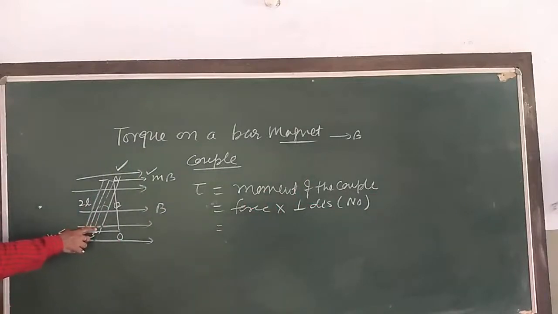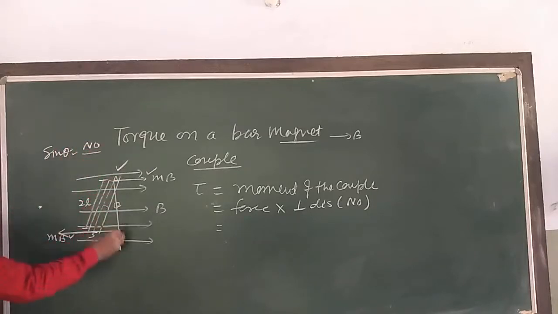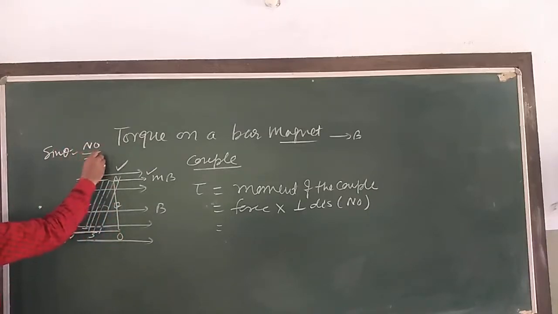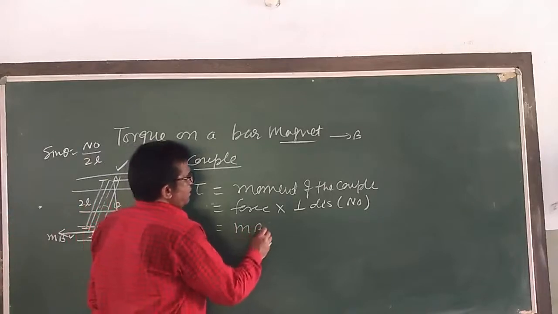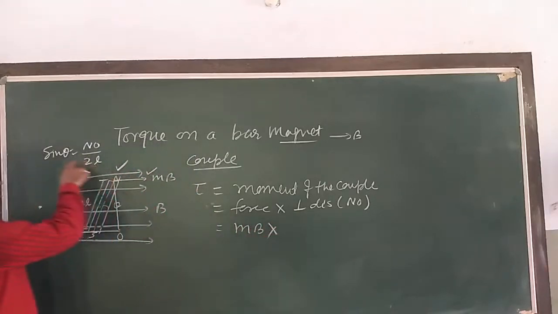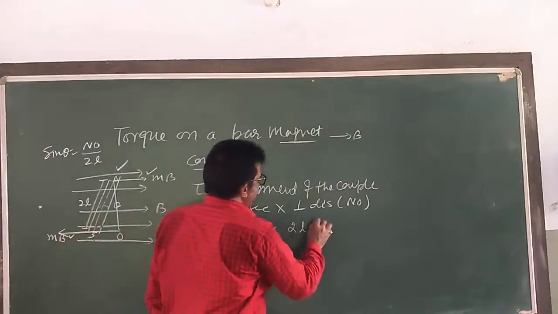What is NO? Write sin theta here: perpendicular upon hypotenuse. Perpendicular is NO, hypotenuse is 2L. So NO comes out to be 2L sin theta. So the torque comes out to be MP into NO, that is 2L sin theta.